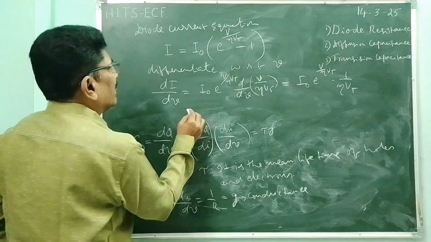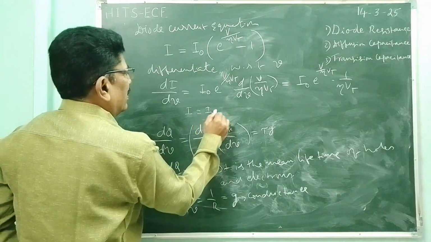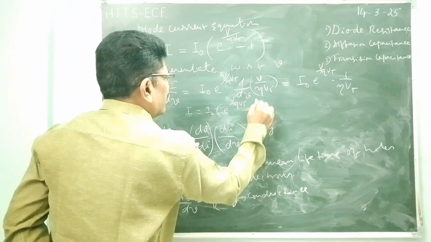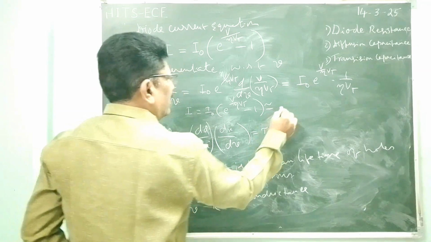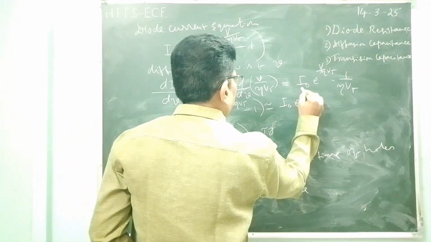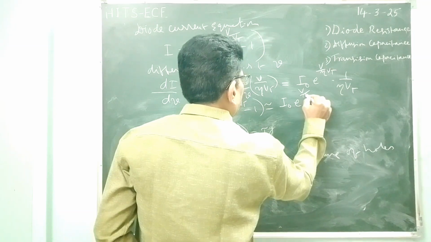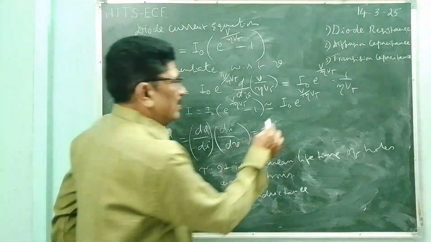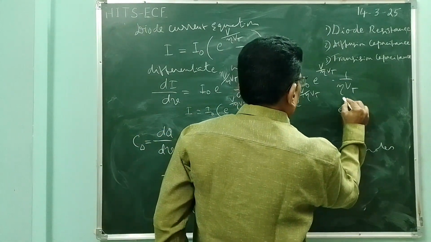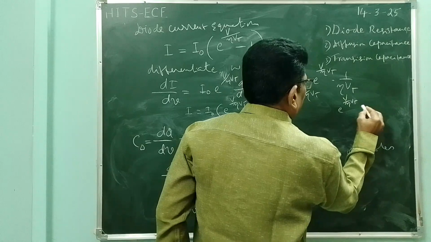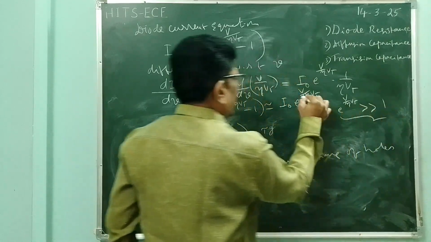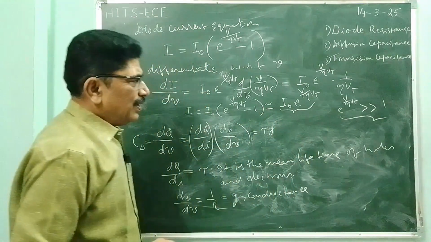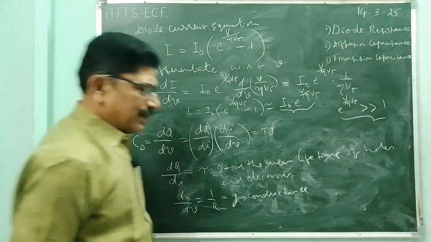So this above equation, that is I is equal to I0 into e power V by eta Vt minus 1, will be approximately equal to I0 into e power V by eta Vt, because V by eta Vt is much greater than 1. E power V by eta Vt will be greater than 1. So 1 is ignored here. So I is equal to I0 e power V by eta Vt.